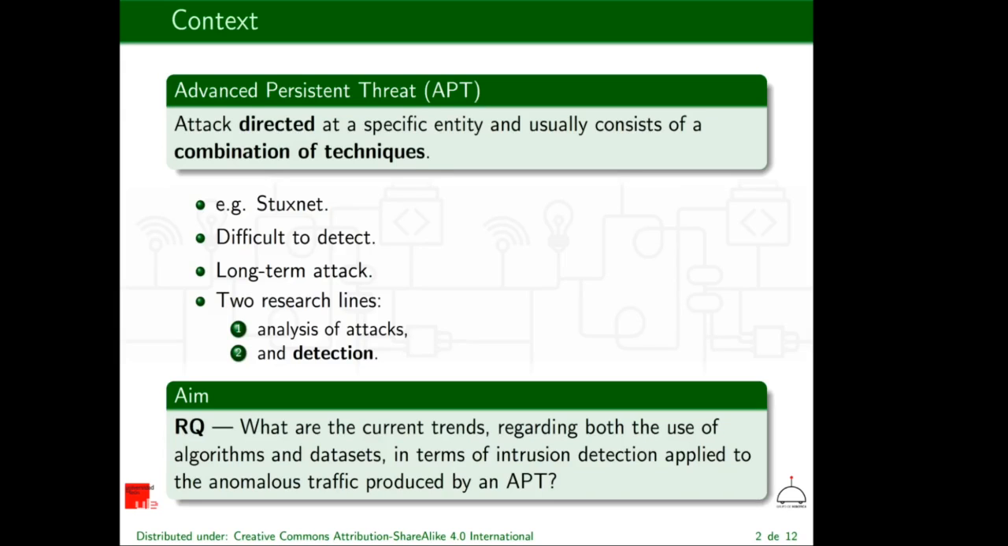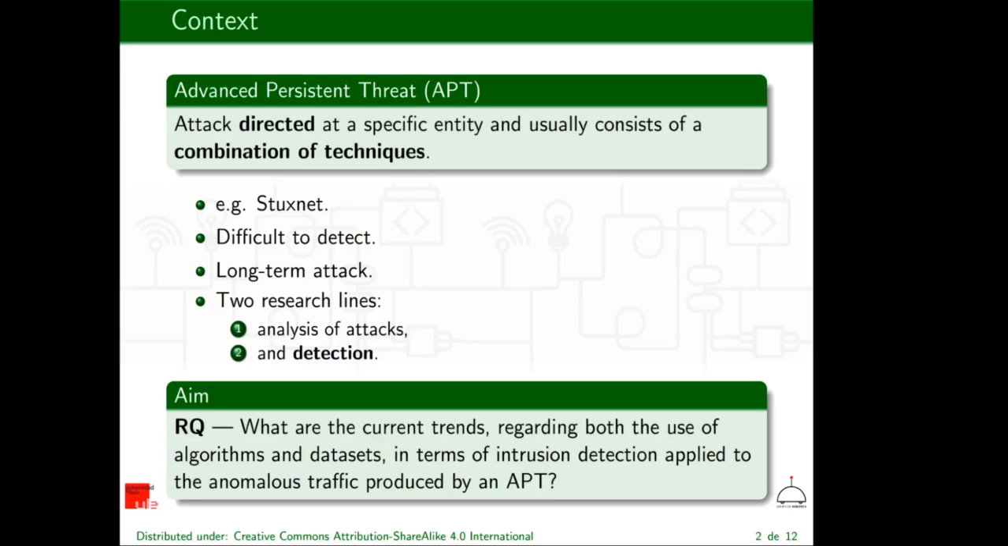The detection of these types of attack is very important, not only for the affected entities, but also for the researchers working in security. A well-known example of APT that allows knowing its scope and impact on security is Stuxnet. Stuxnet is a worm that mainly attacks SCADA systems and allows for reprogramming PLCs.